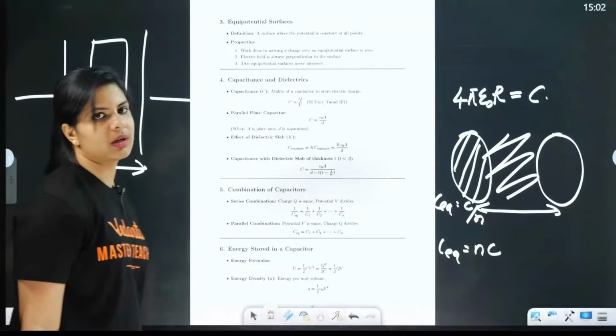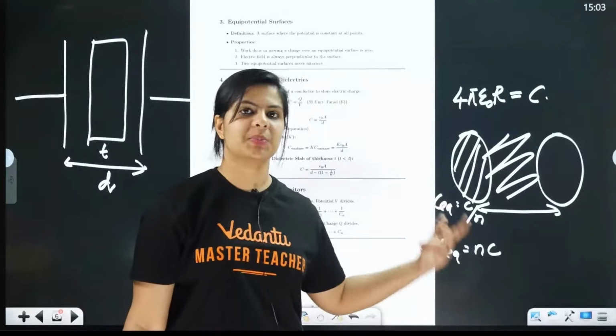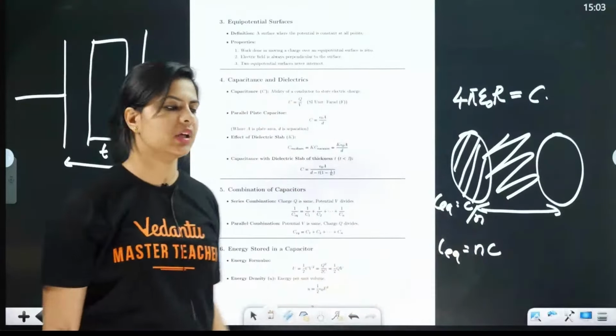Next is the energy stored in a capacitor. Only the equation is enough: it is half CV square. You can substitute C in the relation and you will get the other two equations as well.